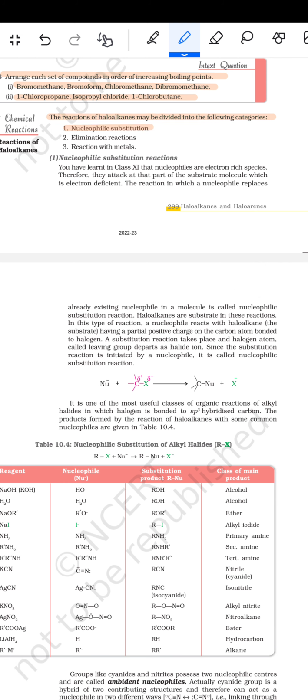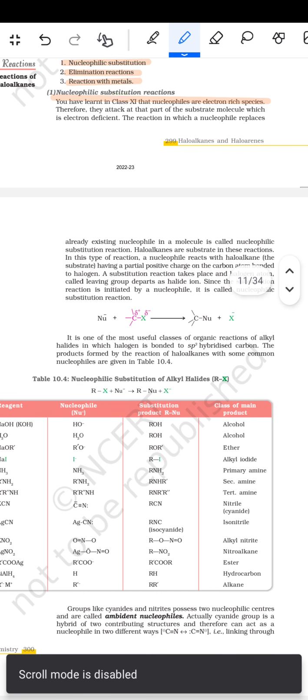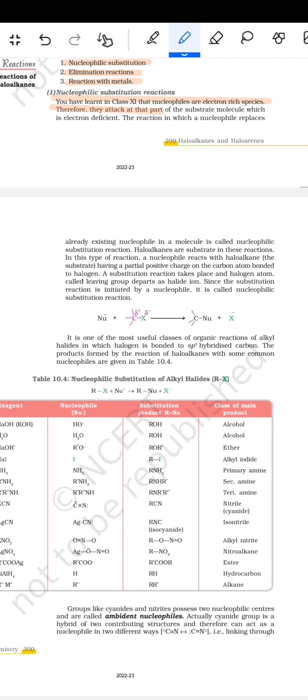पहला nucleophilic substitution, elimination reaction और reaction with the metals. फिर आता है nucleophilic substitution. You have learnt in class 11 that nucleophiles are electron-rich species. Therefore, they attack at the part of the substrate molecule which is electron deficient.